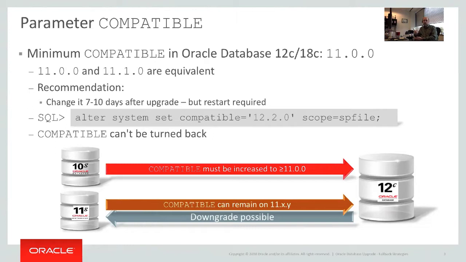What's the minimum compatible for your new version? Do you need the newer compatible setting for the features you want to use? Do you need to not raise compatible so that you can preserve your fallback options? And finally, will you have time to set compatible again in the future by restarting the database? So when people ask us, should I raise compatible during the upgrade, there's not a one-size-fits-all answer to that. It really depends on those 4 considerations.